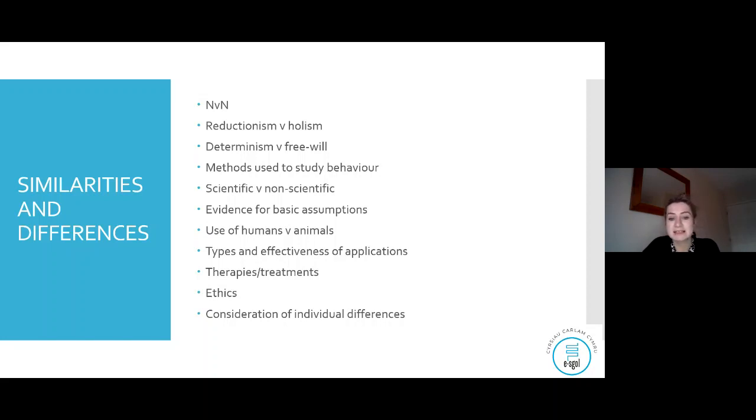And then the last bit is the consideration of individual differences. Do many of them do that? Do they consider that different people are going to react in a different way to something? Or do they believe that behaviour is more universal? They're all little elements of debate, essentially, aren't they, that you can bring into a similarities or differences question or a compare and contrast question.